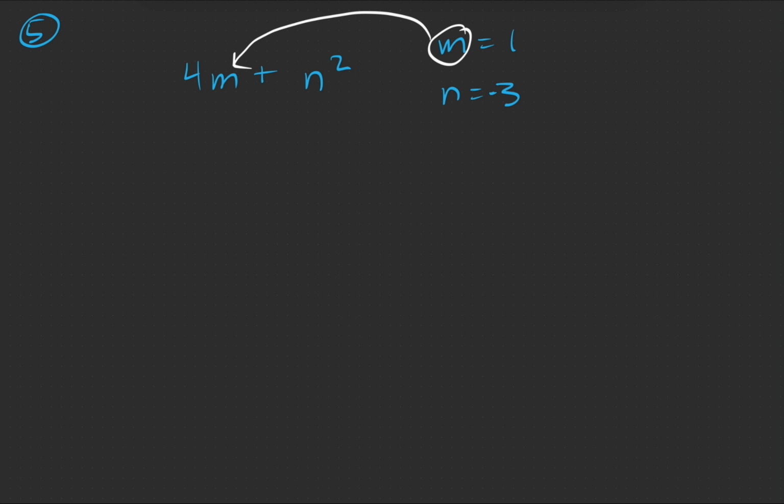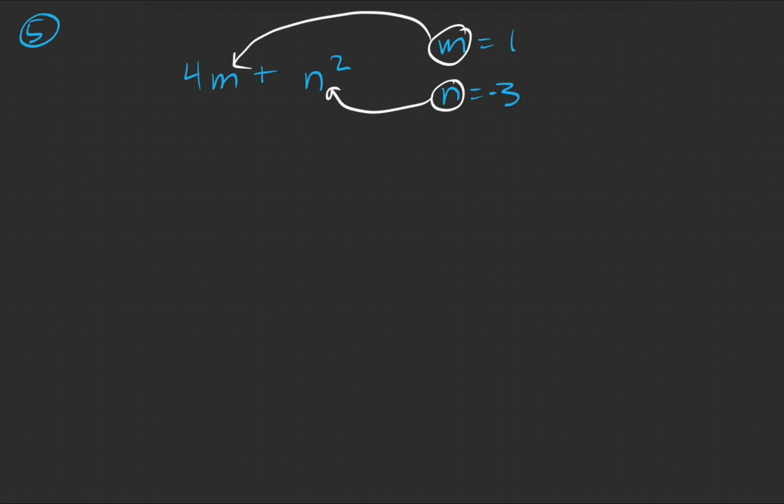Now, for problem 5, let's do 4m plus n squared. We have m equal to 1 and n equal to negative 3, excuse me. Okay, as always, we take our value, we plug it in.